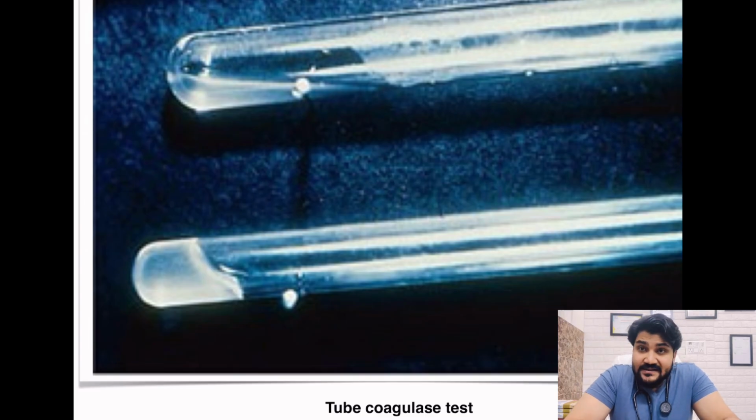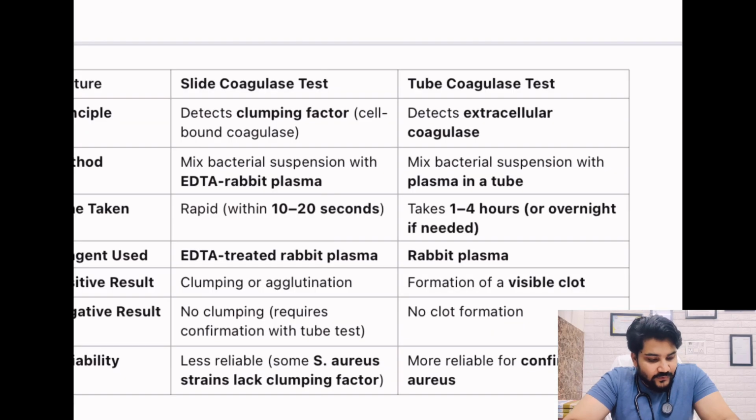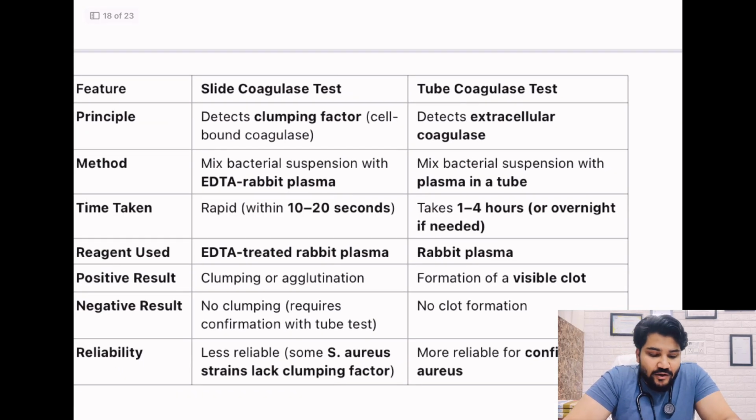So if it is sticky, it is not moving, which means coagulase is positive and you have a Staphylococcus aureus infection in the sample. Okay, fine. So this is the chart of your slide coagulase and tube coagulase. Slide coagulase detects the clumping factor, and tube coagulase detects the extracellular coagulase.